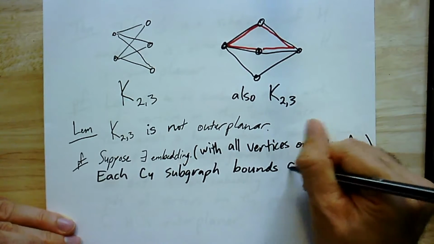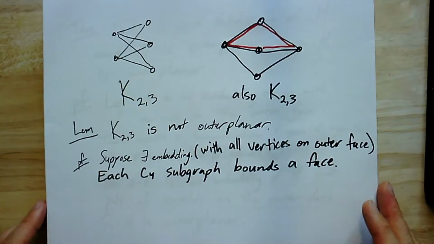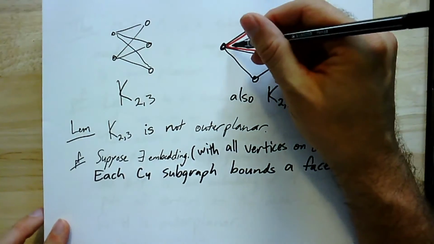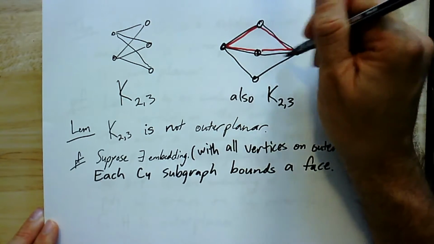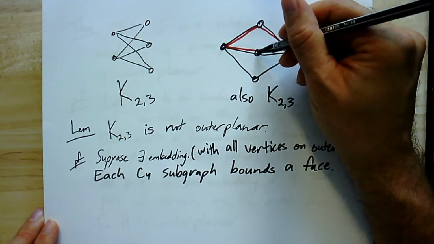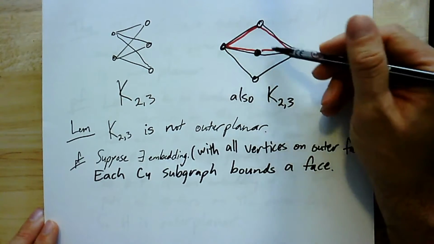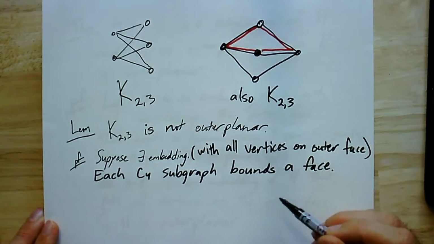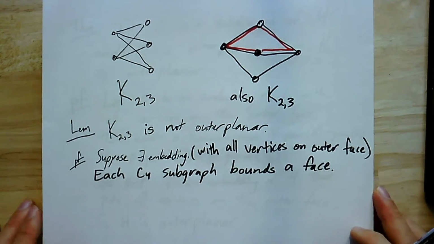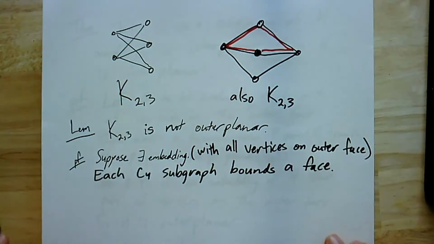And the argument here is the same as we said for four vertex graphs with a triangle. You see we've got 3 C4 subgraphs, and for each one there's only one other vertex, so that vertex has to be either inside or outside. If it's outside, then the interior is a face. If it's inside, then the exterior is a face. So one side or another, it's going to bound a face. And there are 3 of these C4 subgraphs.